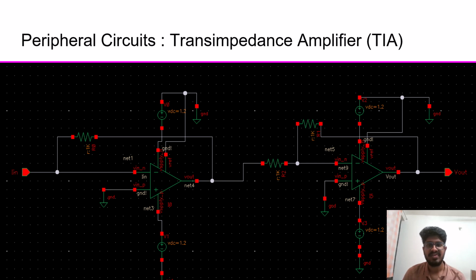Now let us look at the peripheral circuits. The first is the transimpedance amplifier.